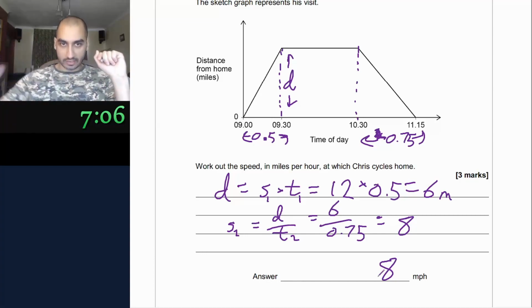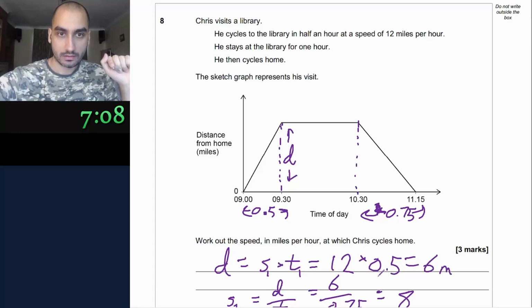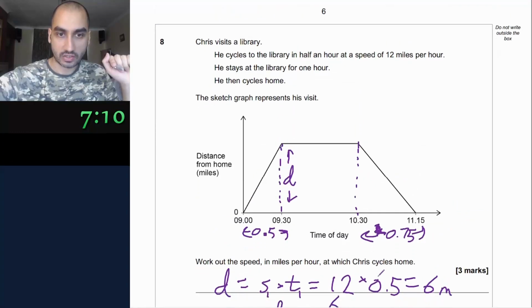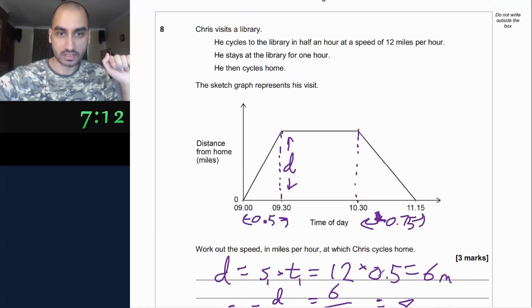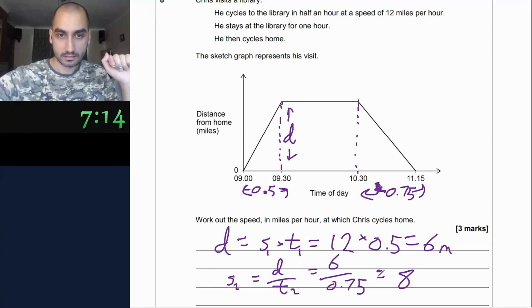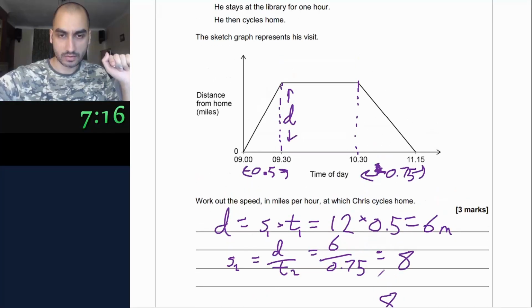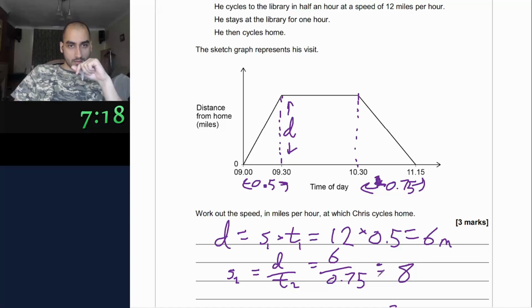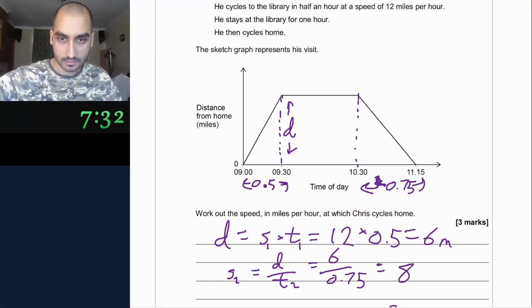Does that sound about right, looking at these graphs? So it's the gradient, basically. So if the gradient of the first one's 6... No, it's not the gradient. No, it is the gradient. Sorry, speed is 12 to begin with, and then it's 8. So it's a bit flatter. Yeah, that's correct.